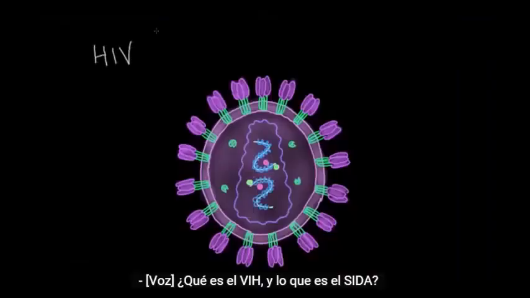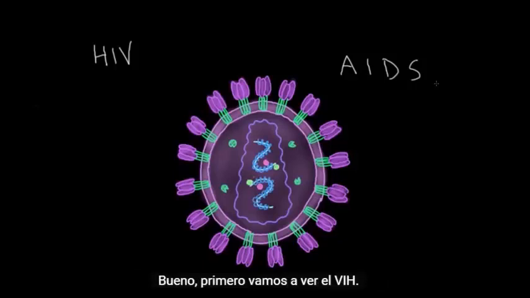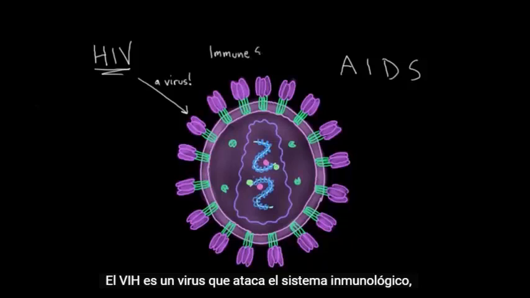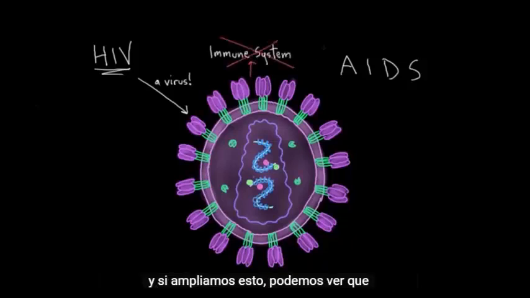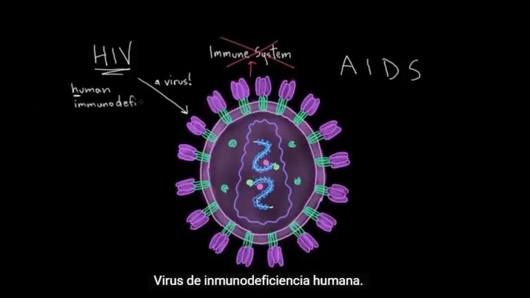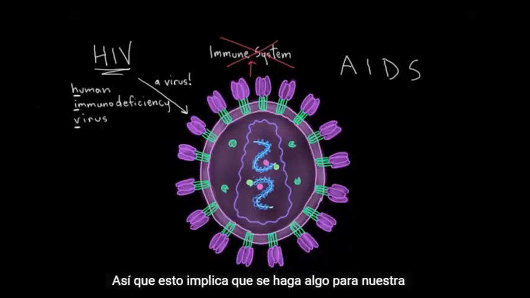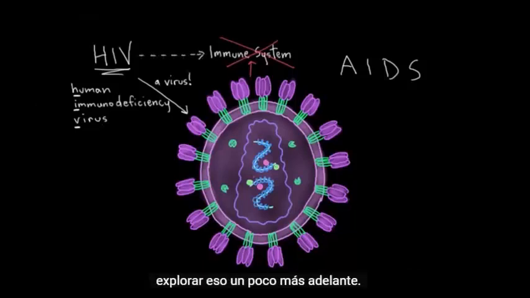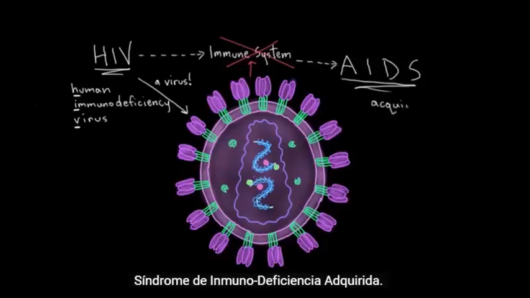What is HIV and what is AIDS? Well, let's first look at HIV. HIV is a virus that attacks our immune system, and if we expand this out, we can see that that's reflected in its name, human immunodeficiency virus. So this implies that it does something to our immune system somehow, and we'll actually explore that a little bit later on. And if we don't treat HIV, it'll eventually cause AIDS in the infected person, acquired immune deficiency syndrome.